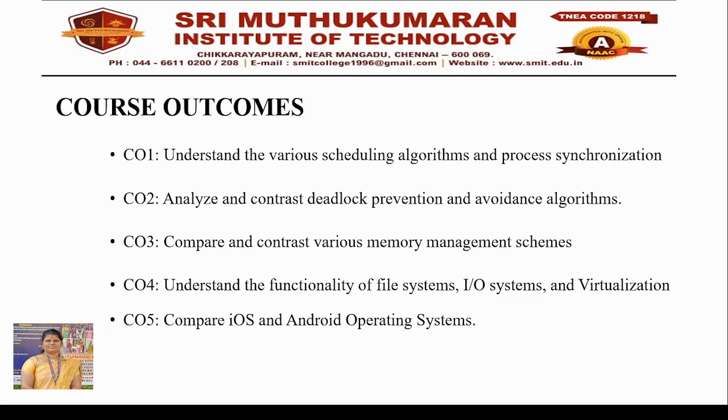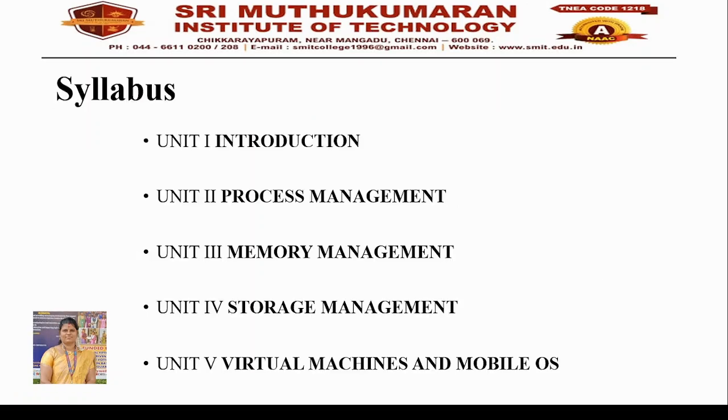Course outcomes: course outcome 1, understand the various scheduling algorithms and process synchronization; course outcome 2, analyze and contrast deadlock prevention and avoidance algorithms. Course outcome 3, compare and contrast various memory management schemes; course outcome 4, understand the functionality of file system, input output system and virtualization; and course outcome 5, compare iOS and Android operating system.